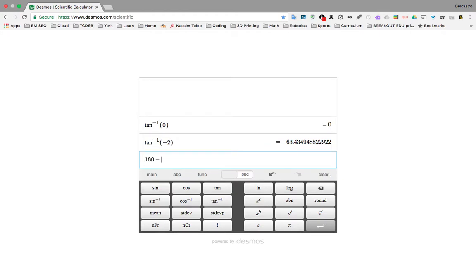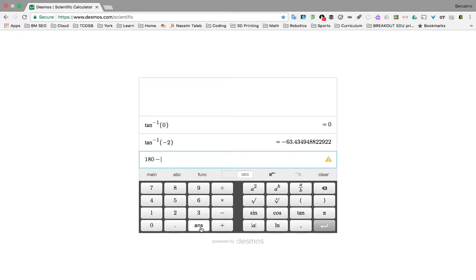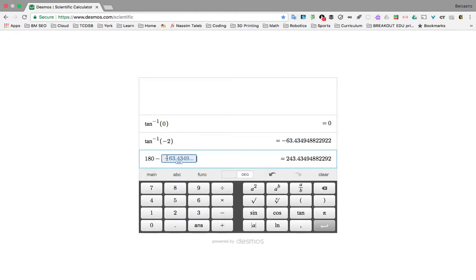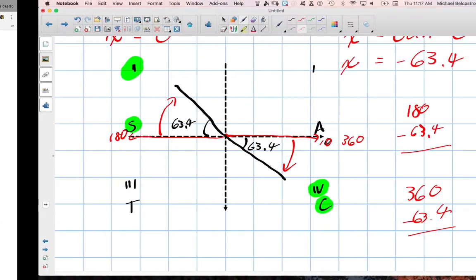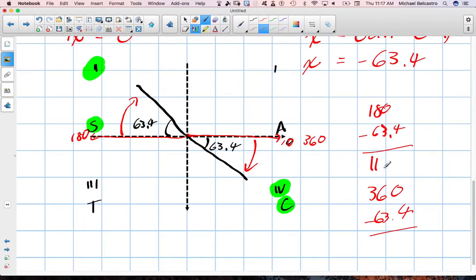Let's go over to our handy calculator here. 180 minus the answer I had before. Go back to the main. I've got two negatives here, so I'm actually going to add that negative. There we go, 116.5. So 116.5 degrees is one of the angles.